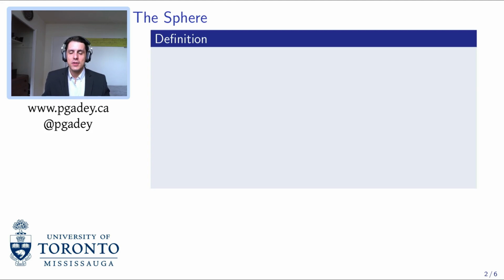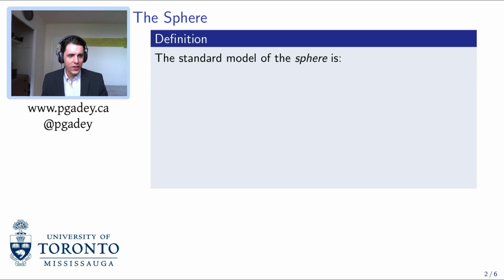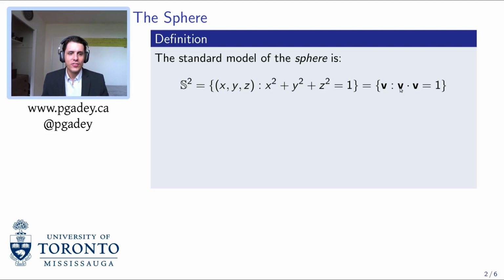So the sphere has a standard model. We're going to use one particular model, but all spheres in Euclidean space will work. But we're going to look at the unit sphere. So we're going to look at all of those vectors v that have length 1. Alternatively, we're going to look at when x squared plus y squared plus z squared equals 1.